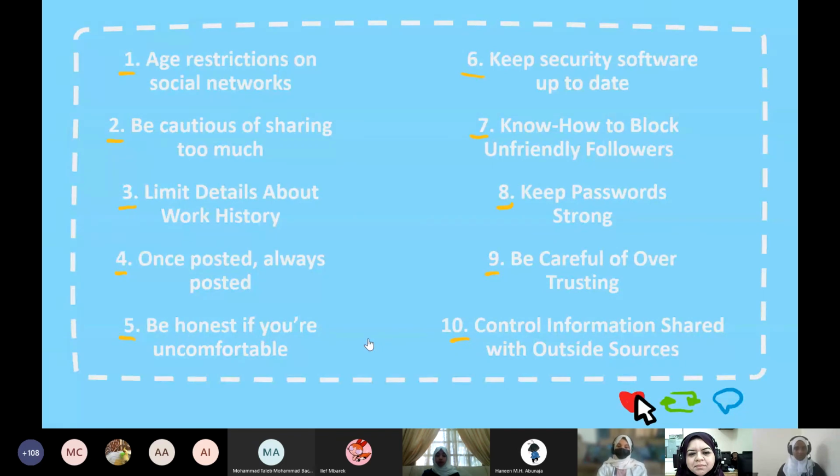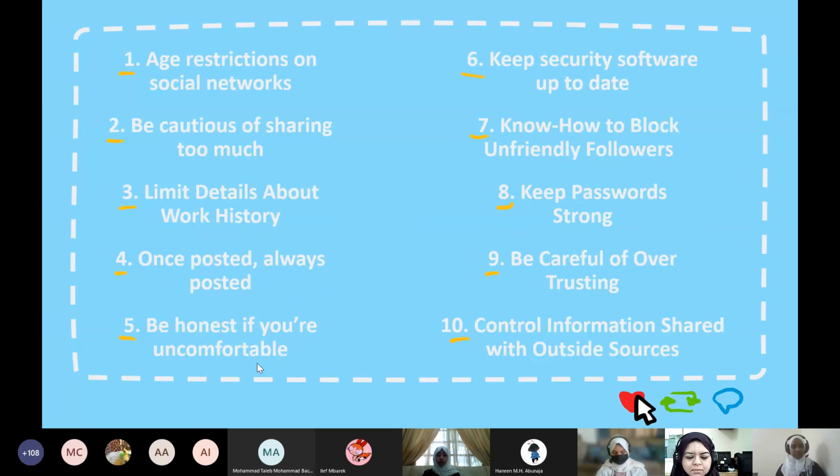Number three, limit details about work history. On some social networking sites, such as LinkedIn, people can post resumes and other information that pertains to their work history. Work-related information can reveal too much about a person's personal life and can give criminals such as hackers personal information which may help them to hack into one's account.